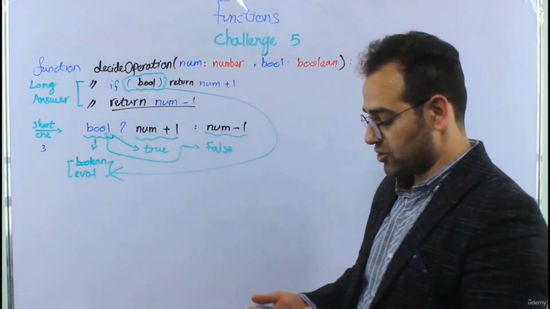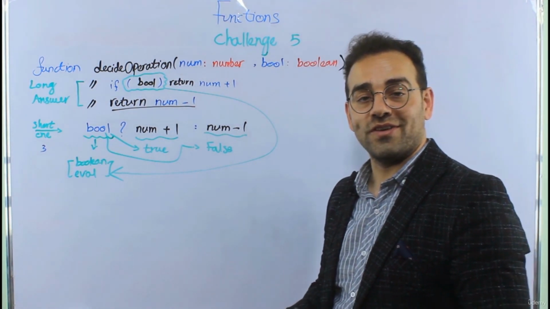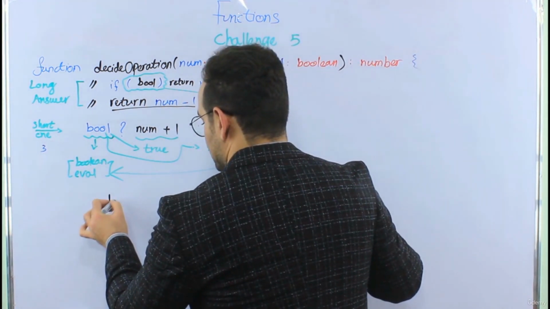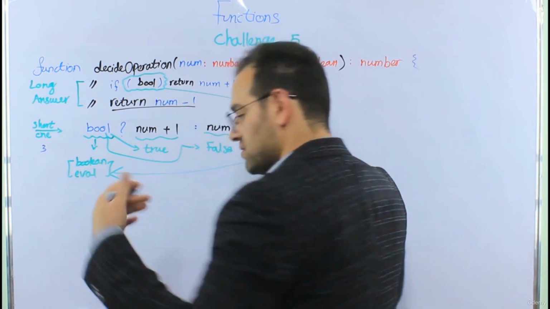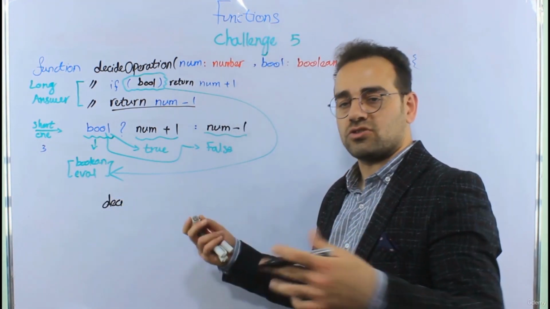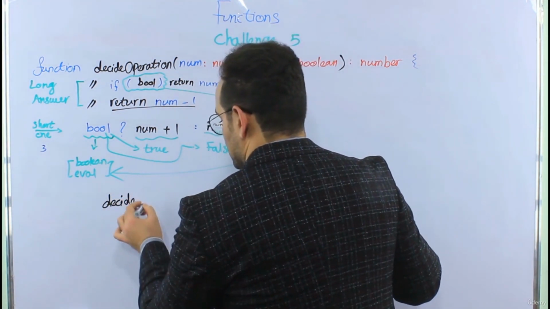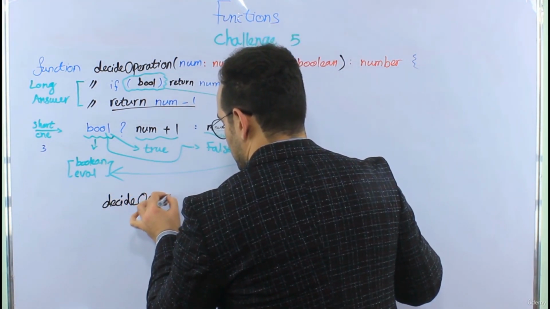Let's invoke the function. Not that we can know whether or not the code is going to work, but still. We are going to say decide. Now, in the solution, I've basically stored it so we can see it in the console. You can do that, but I'm just going to invoke it right here. Decide operation.